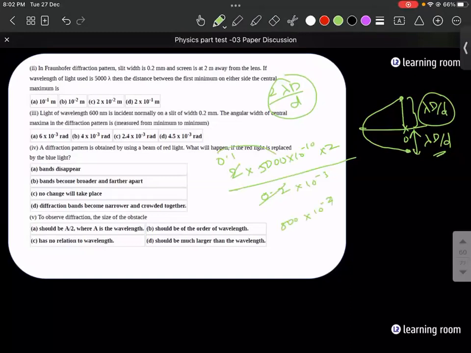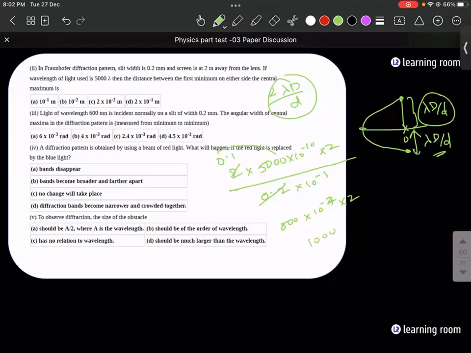Sir, the value of wavelength is not given in angstroms, sir. They are simply given as 5000 lambda. That is what I doubt. I'm not sure. See, generally, if they give in terms of 1000, it is angstrom. If they give in terms of hundreds, it is nanometer. With that guess, I proceed.